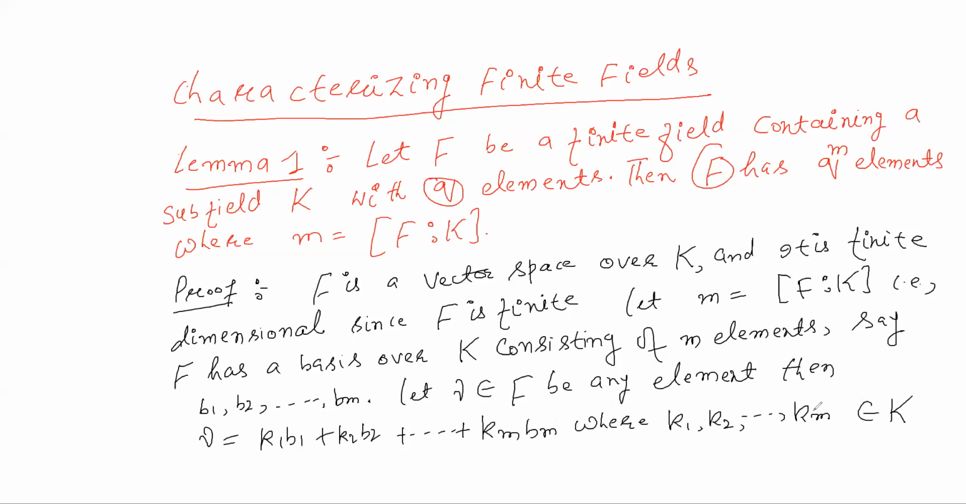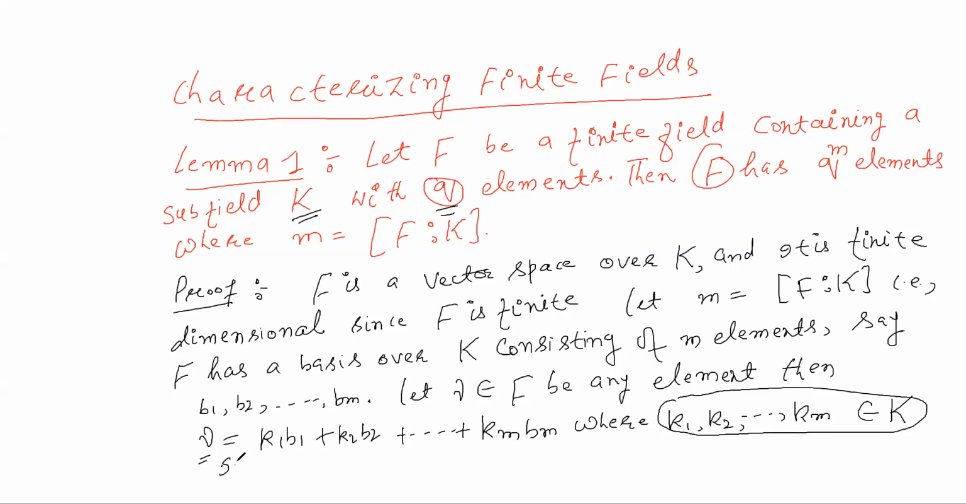Now F is finite. So the ki come from K, and there are q elements in this field K, because we are assuming that the cardinality of K is q. So this means each ki can take q values. So you have q choices for each ki, and you have a total of m such ki. So therefore you have q raised to power m choices for each element. So any arbitrary element has q raised to power m choices. So we are through then.